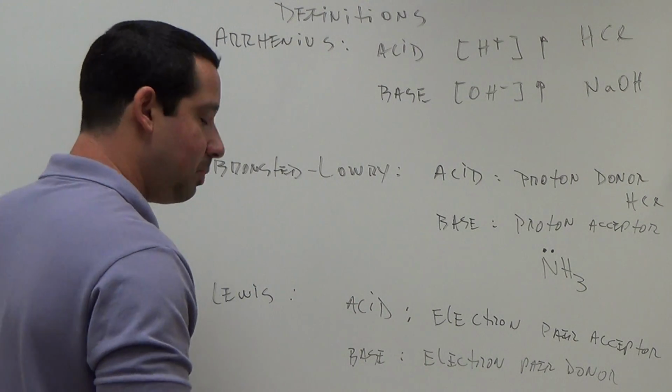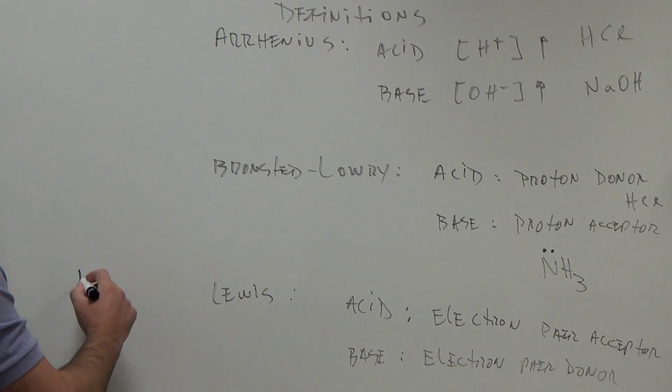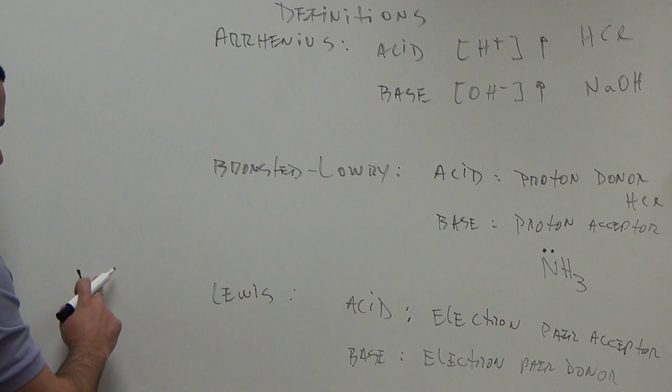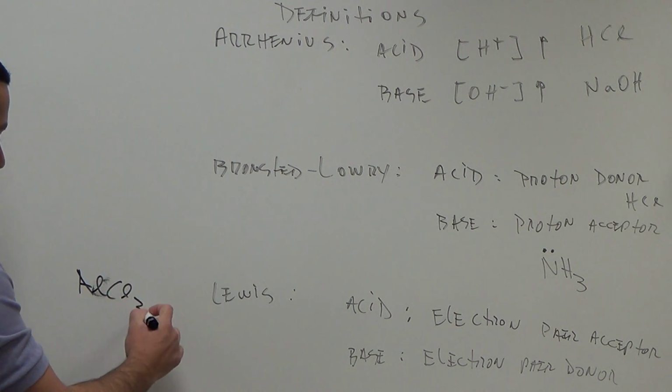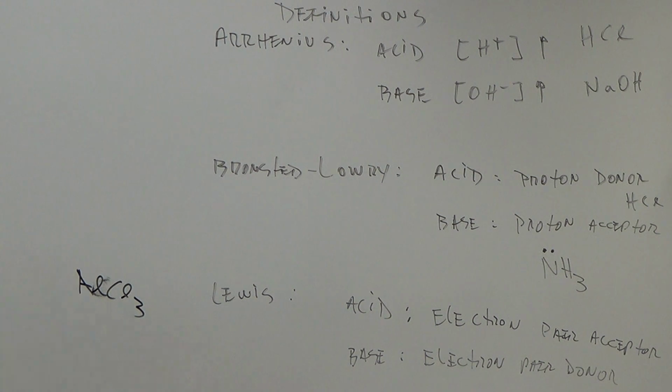Acids under the Lewis acid-base definition are things like incomplete octets, like AlCl3. Aluminum here has how many bonds? Does it have 8 electrons? Aluminum does not have 8 electrons. BF3, another Lewis acid. Incomplete octet. So compounds that have incomplete octets are Lewis acids in general.